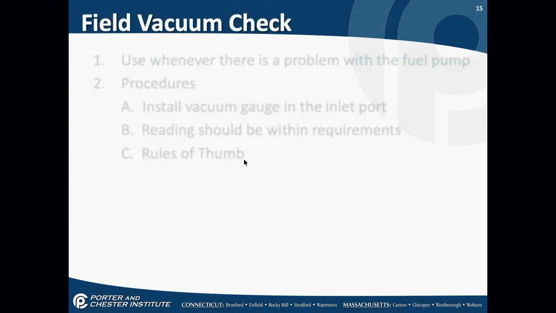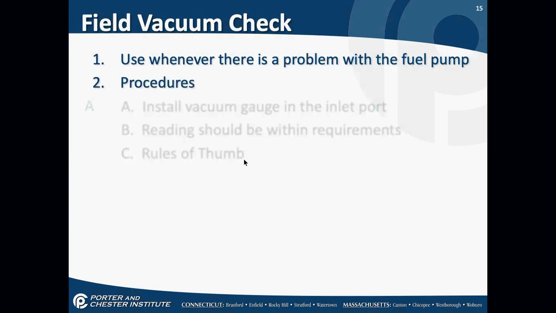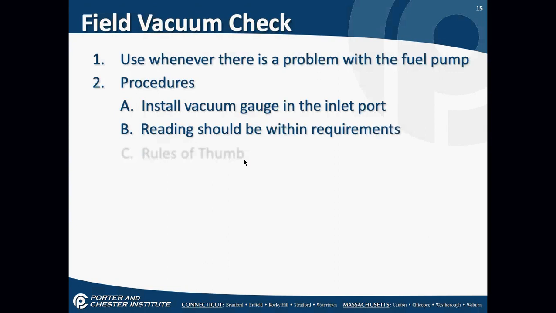There's one final check that we do on fuel pumps. We do a vacuum check. Now, this uses the second gauge. It doesn't use your pressure gauge. It uses a vacuum gauge. We use it whenever there's a problem with a fuel pump. In other words, whenever I'm not getting enough oil, whenever I have a feeling that I just might not be pulling enough oil, we install a vacuum gauge into the pump's inlet port.